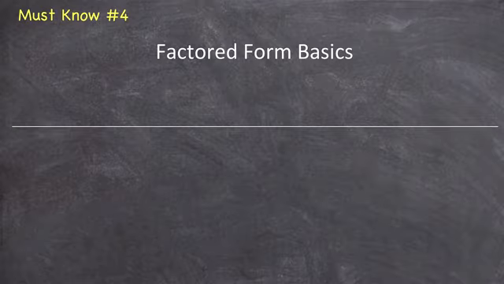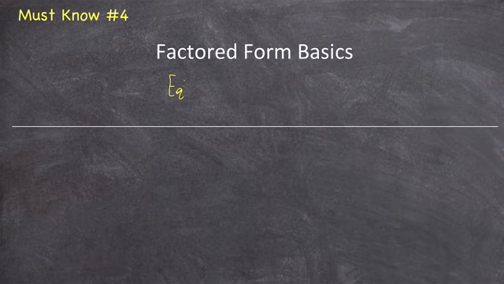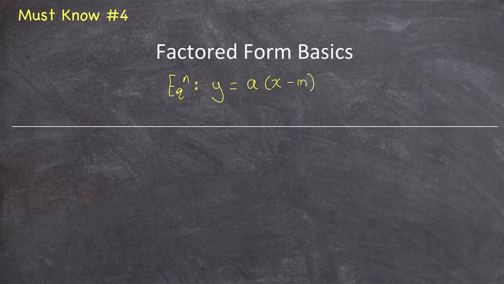Must know number 4, factored form basics. The last format of a quadratic equation you need to know is the factored form, and it looks like y equals a times x minus m times x minus n. Let me make a rough sketch of a random parabola, and we'll talk about what the factored form tells you about that parabola.